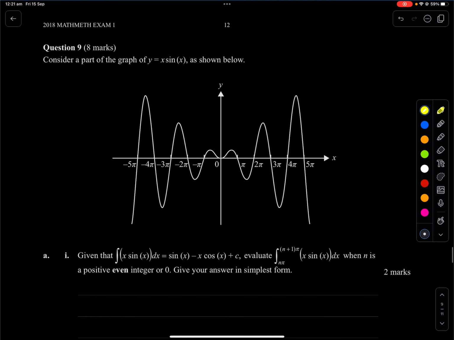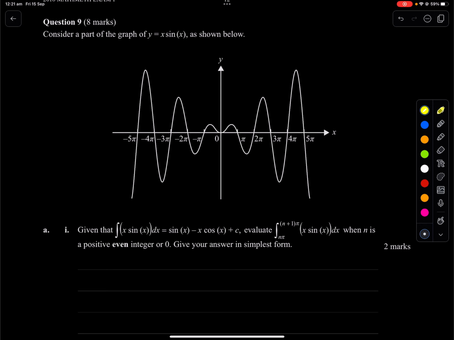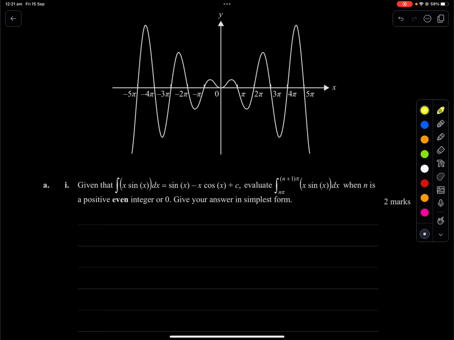Part 9. Consider part of the graph of y equals x sin x as shown. Given that the integral of x sin x dx is this, evaluate this when n is a positive even integer or 0. Give your answer.